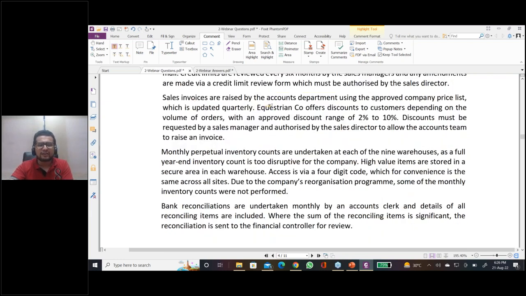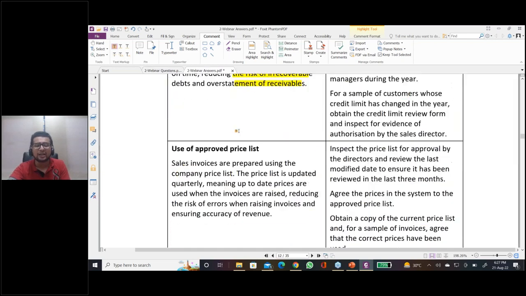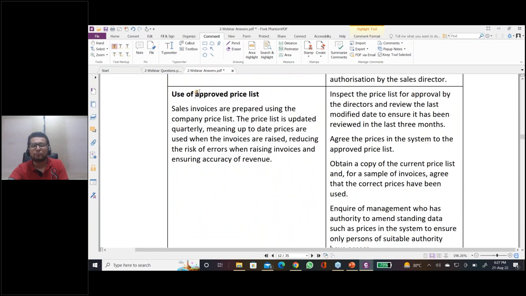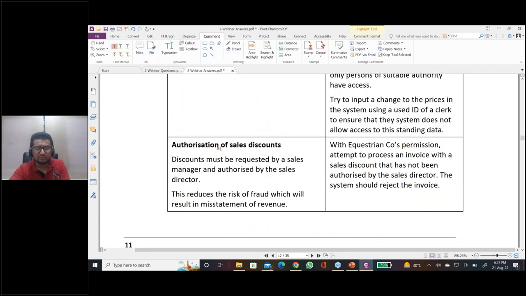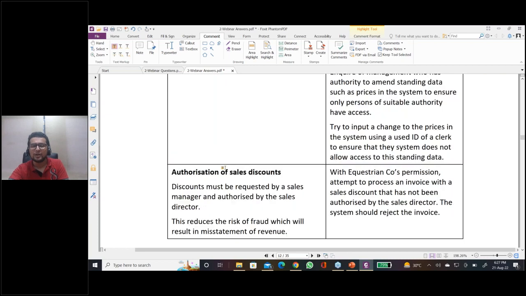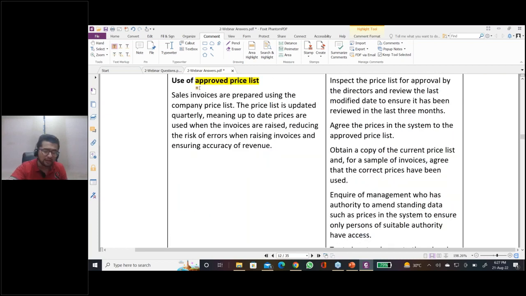Okay, sales invoices are raised by the accounts department using the approved company price list, which is updated quarterly. The company offers discounts to customers depending on the volume of orders with an approved discount range of 2 to 10%. Discount must be requested by the sales manager and authorized by the sales director to allow the accounts team to raise an invoice. So that's another key control. Number one, they use an approved price list, so they cannot come up with their own price. Number two, if there is any discount, that discount is authorized by the sales director. So both of these are direct controls.